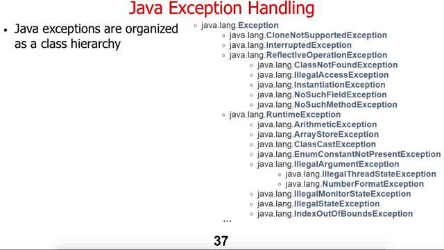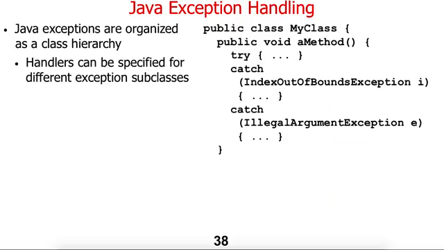Java exceptions are organized into a class hierarchy, all of which inherit from the Exception superclass. Handlers can be specified for different subclasses of Exception. For example, a try block could be followed by 2 catch blocks, one for the IndexOutOfBoundsException and another for the IllegalArgumentException, both of which are descendants of the Exception superclass.